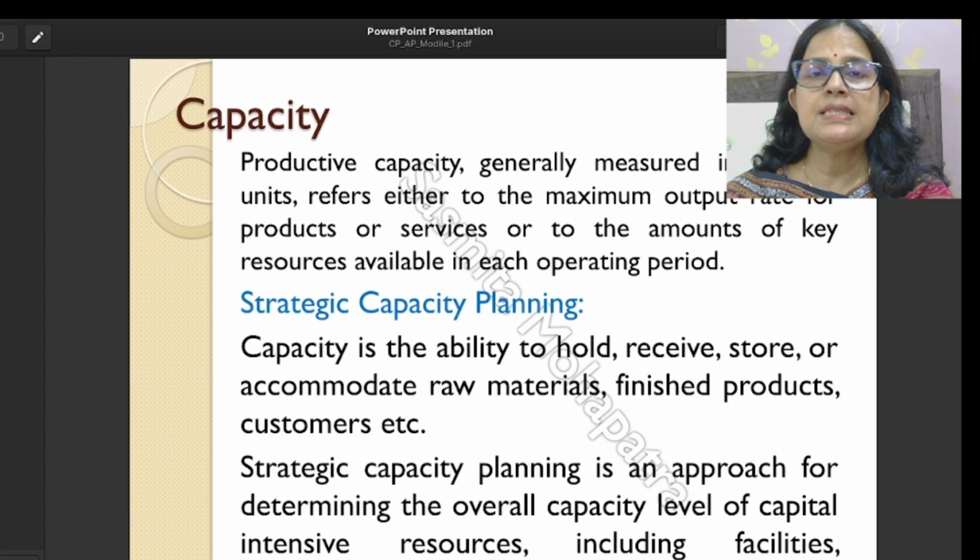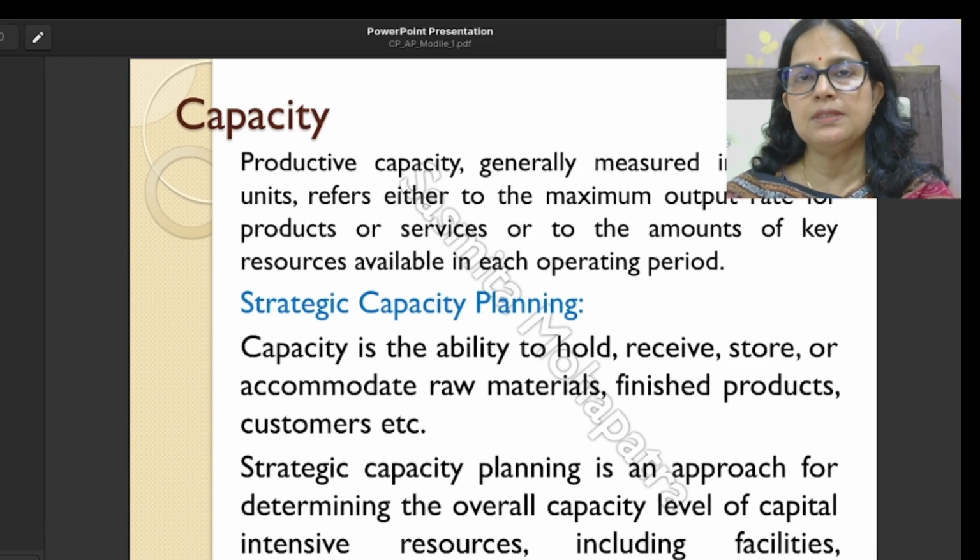If we say it is in the service sector, how many people are coming to a hospital regularly? What is the number of beds available in the hospital? That is the capacity of the hospital. How many patients are getting the service per day, per week? That is the capacity of the hospital.